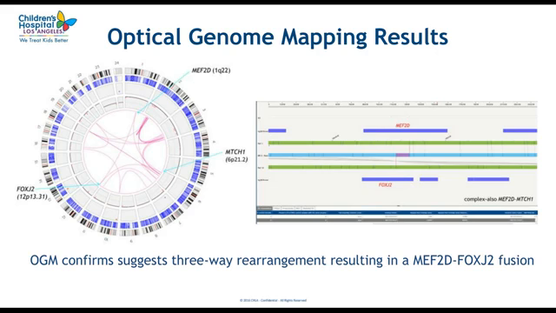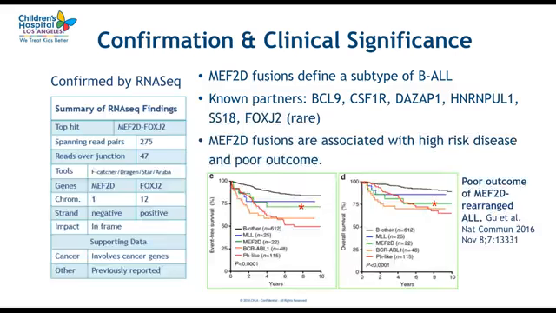So why is this important? MEF2D fusions with different partners are known to define a specific genetic subtype of BLL. And FOXJ2 has been described as one of the partners of MEF2D, but it's a very rare partner, only seen in maybe one case in one cohort study, again explaining why this was not a part of the design for our OncoKids panel and why we missed it by our comprehensive initial testing.